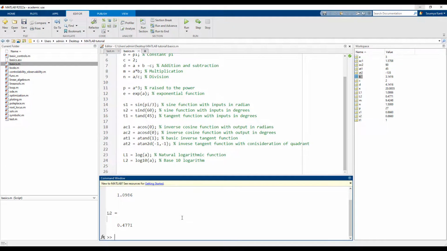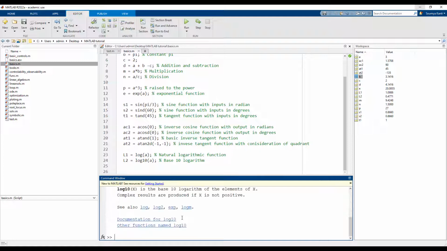So for most of the functions you will use, you can get help from MATLAB itself if you want to know more about them. For that you just type help, then a space, and then the function you want to know about. Suppose I want to know about log10.